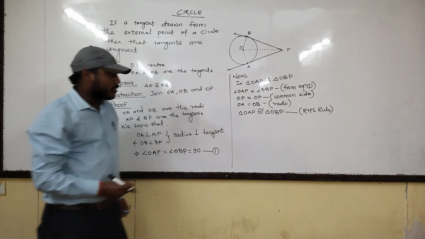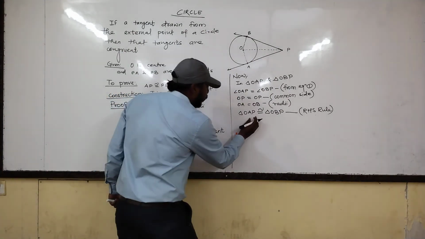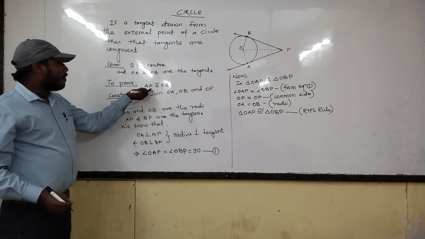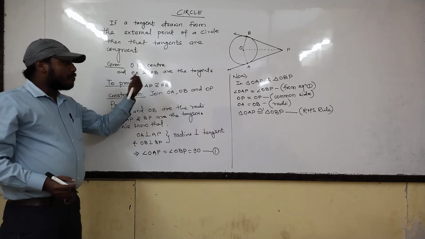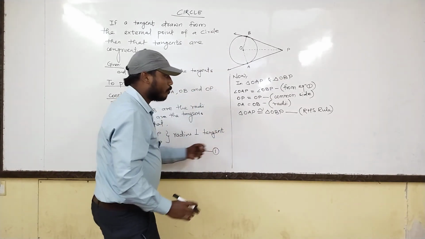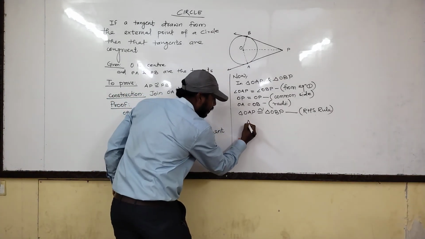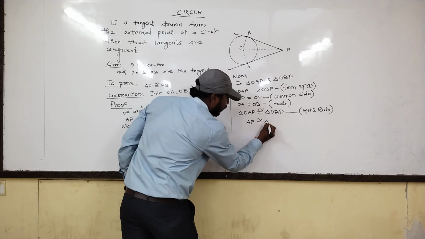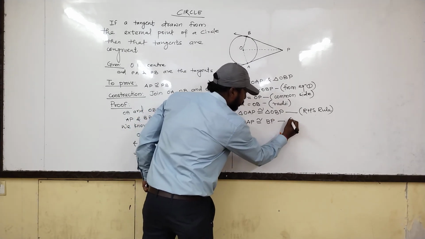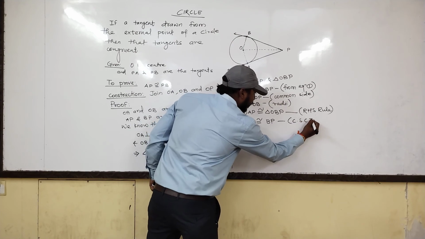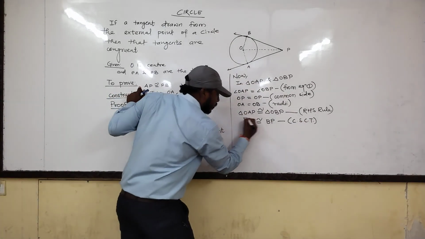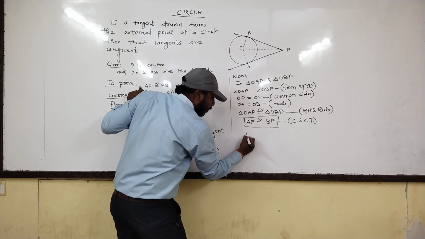When these two triangles are congruent, we can write the corresponding sides. What we need in the proof is AP and BP. When two triangles are congruent, corresponding sides and corresponding angles are equal. So I can write AP is equal to BP, by corresponding parts of congruent triangles. In this manner, our requirement is met: AP equals BP. Hence proved.